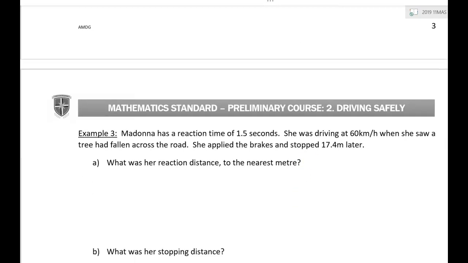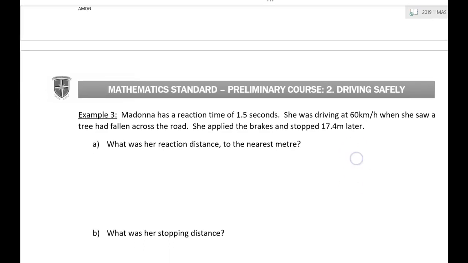And here we go. Madonna's driving along at 60 kilometres an hour. She has a reaction time of 1.5 seconds, and she sees a tree has fallen across the road. She puts her foot on the brakes and stops 17.4 metres after putting her foot on the brake. Okay, that's how we interpret this question. What was her reaction distance to the nearest metre? Well, our reaction distance depends on her speed and the time.